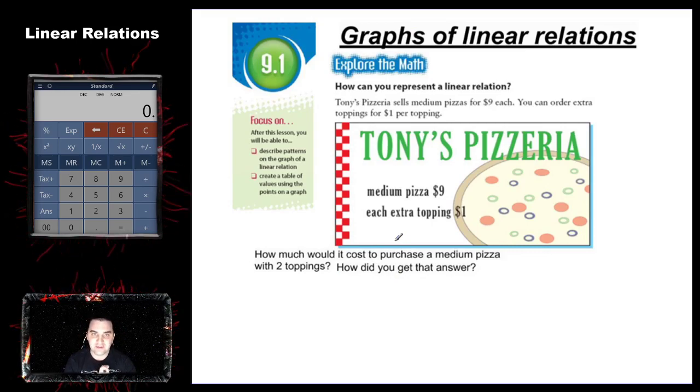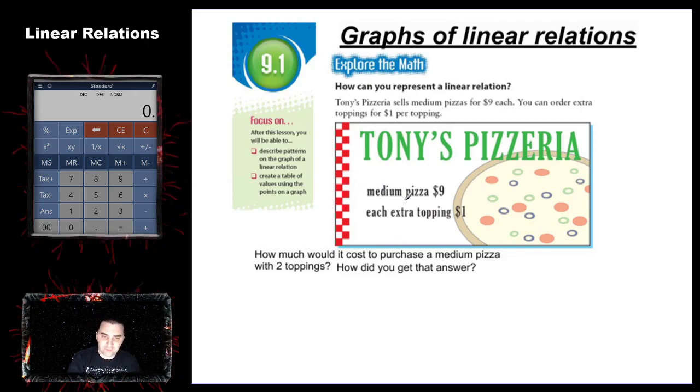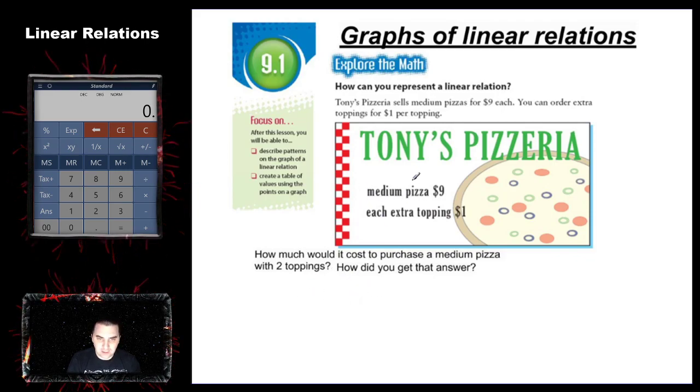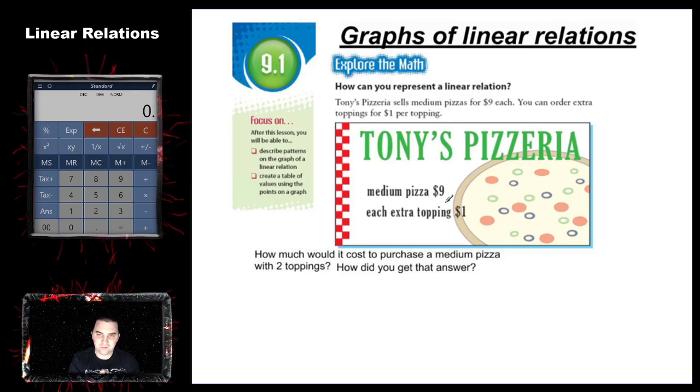We have an example here about Tony's Pizzeria, and I alluded to this already. We're going to talk about pizza a few times here. I could go for a pizza right now. I'm kind of shut in right now, but we have a medium pizza that is $9, and each extra topping for your pizza is $1. You start off with a 0 topping pizza. I guess it's just cheese.